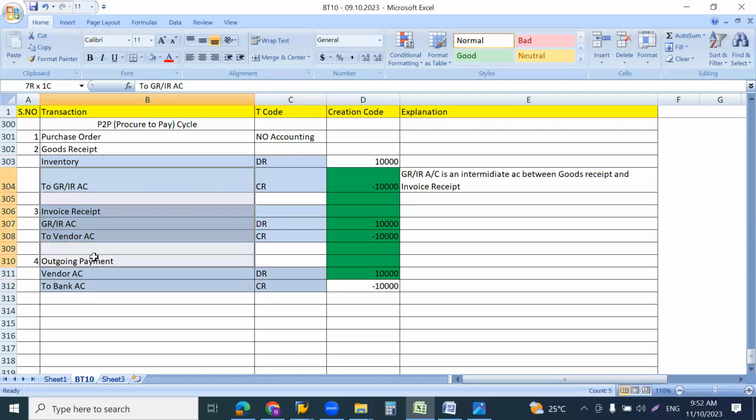These are all in-between transactions, just to identify. So try to understand. If you really don't understand, please let me know. I can take a separate session for accounting entries. I am happy to answer you with a separate session, but it is mandatory for you to understand. If they ask about the P2P cycle in the interview, you should be able to answer these accounting entries in the first step.